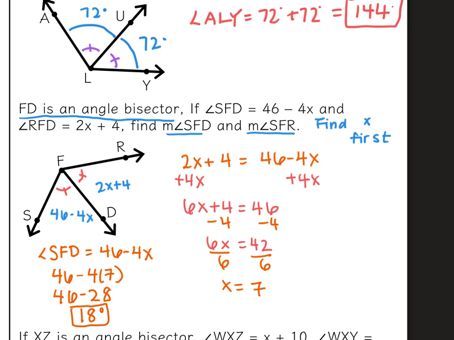Now we also need to find angle SFR. SFR is the whole thing. So remember that these two angles are actually equal to each other. So if this angle is 18, that means this angle is also 18, and the whole thing is going to be 18 plus 18, both of those angles added together. So SFR equals 36 degrees.